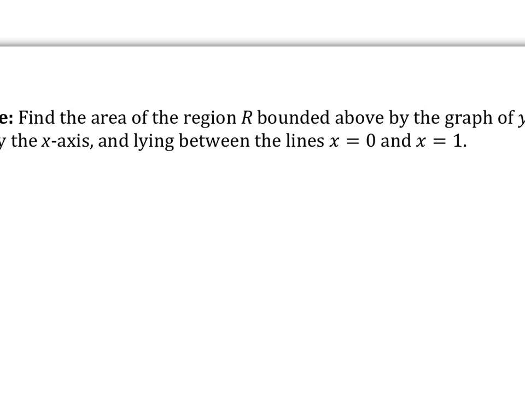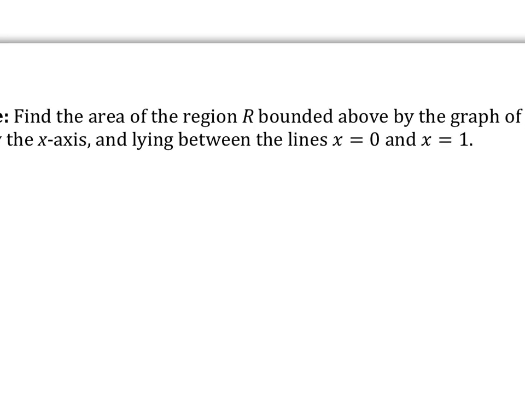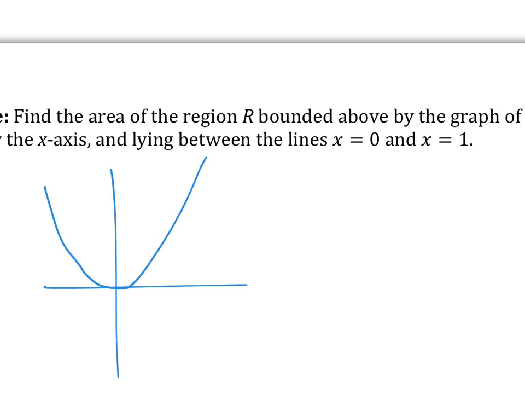Word problem, but try to figure out that this word problem is just asking me to find an integral. Find the area of the region R bounded by the graph of y equals x squared, below by the x-axis, and lying between the lines 0 and 1. Okay, so basically it's saying that you have this graph x squared. They want to find the area between this line, the x-axis, and the lines 0 and 1.